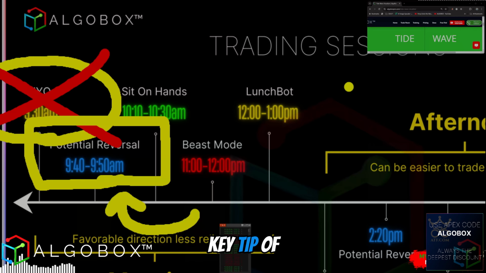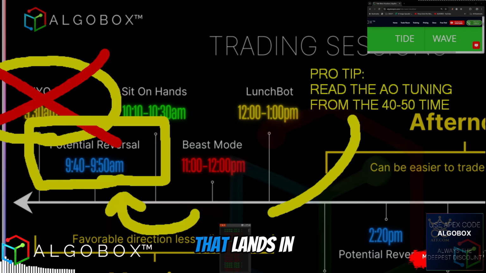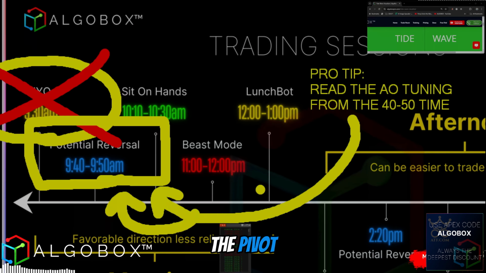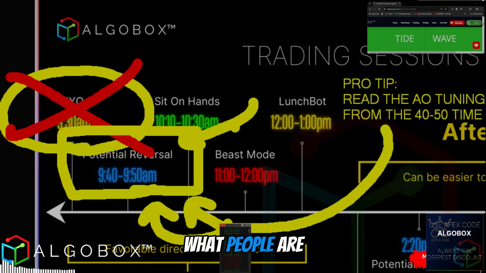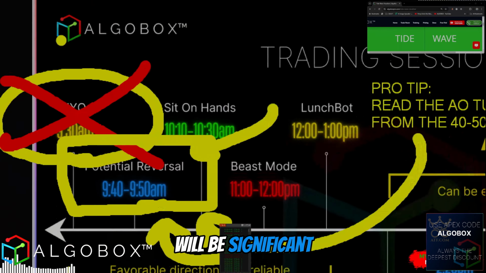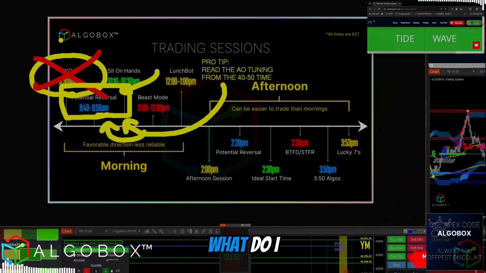Here is a key tip of the day. Find the AO that lands in here that calls the pivot. The end of day yesterday has nothing to do with the following day's open. You want to know what people are showing up that day, and they will show you their hand between 940 and 950. That AO will be significant for the next section. What do I mean by section?